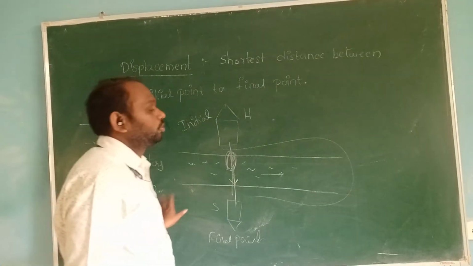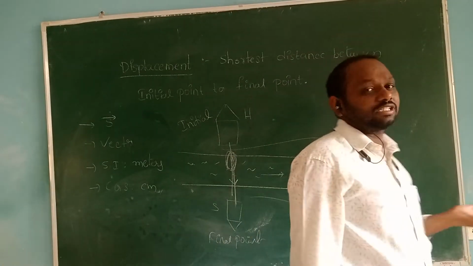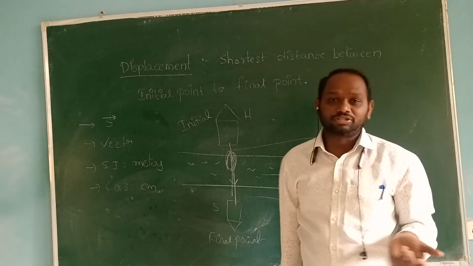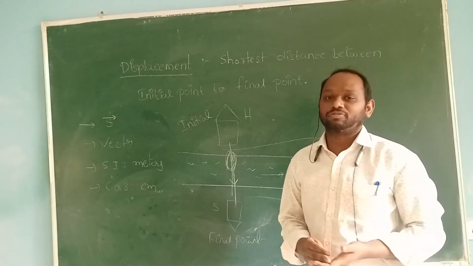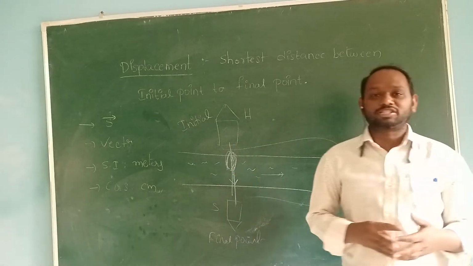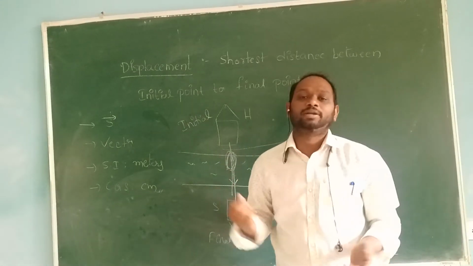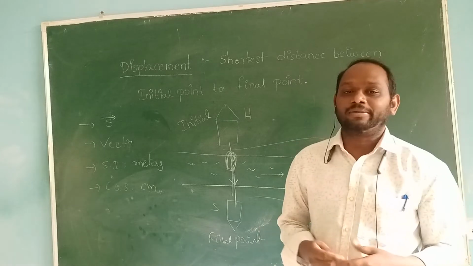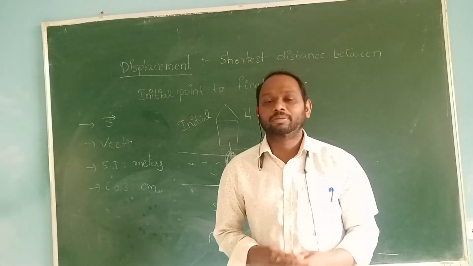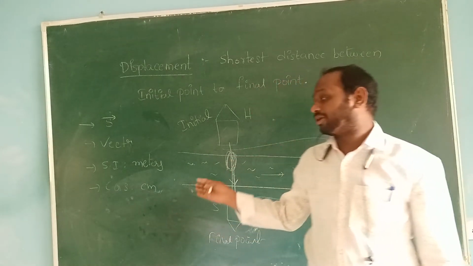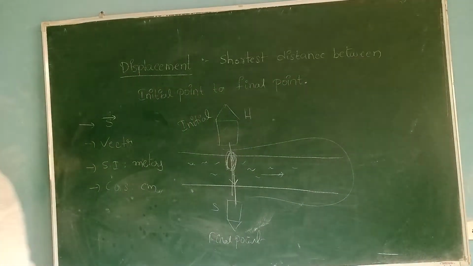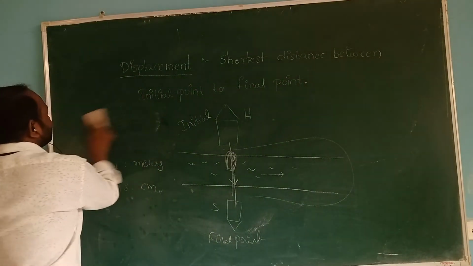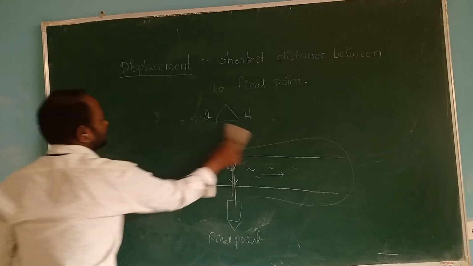See, dear students, one more thing I will explain about displacement. Displacement is the shortest distance between the initial point and the final point. So we are choosing the shortcut way. That is displacement, represented by S bar. It is a vector quantity, and the SI unit of displacement is meters and the CGS unit is centimeters. I will explain both distance and displacement with one example.